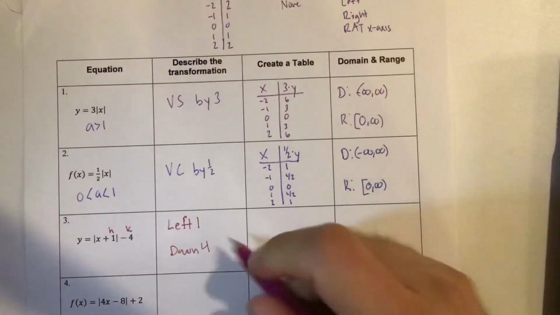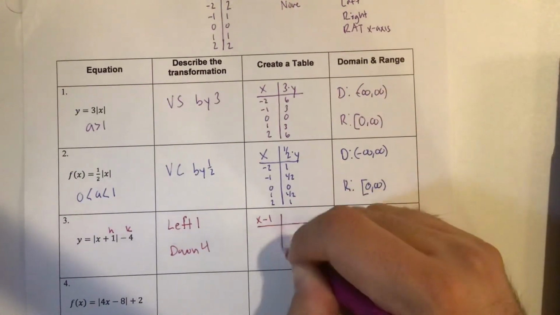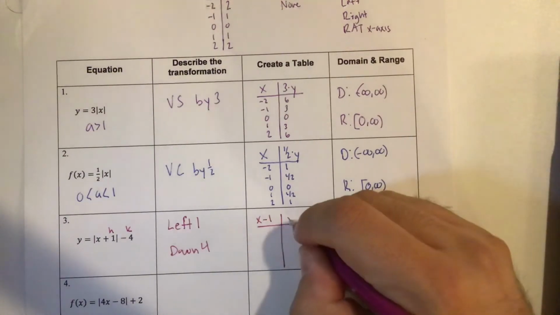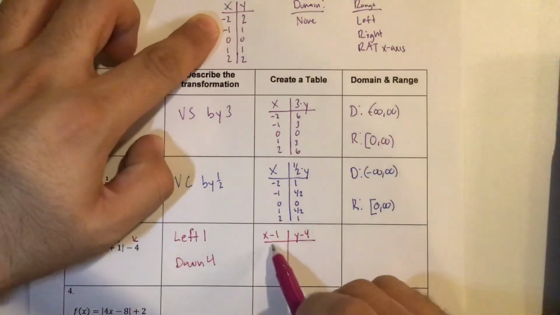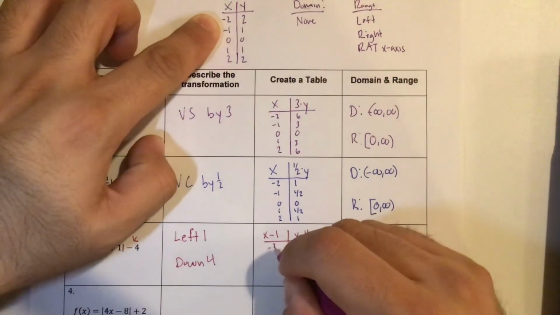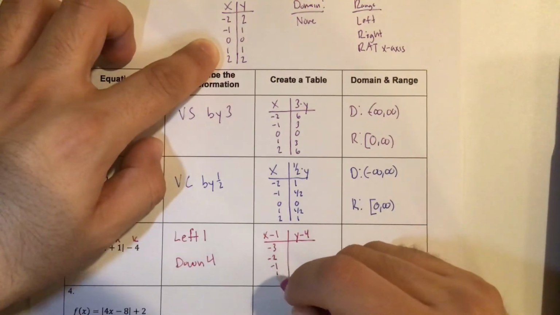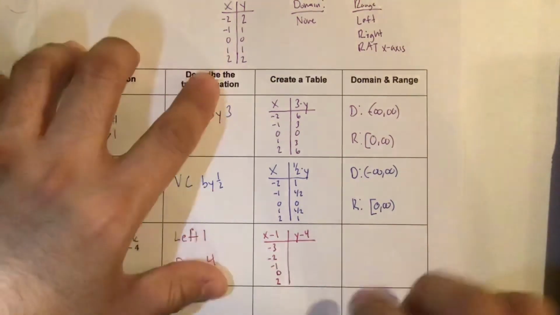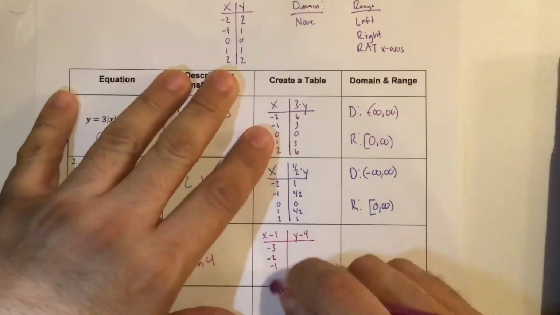Okay, so x is affected by left 1, so that's x - 1. Y is affected by down 4, so that's y - 4. So each x value, I'm going to take away 1. So -2 minus 1 is -3. -1 minus 1 is -2. 0 minus 1 is -1. 1 minus 1 is 0. And 2 minus 1 is 1.